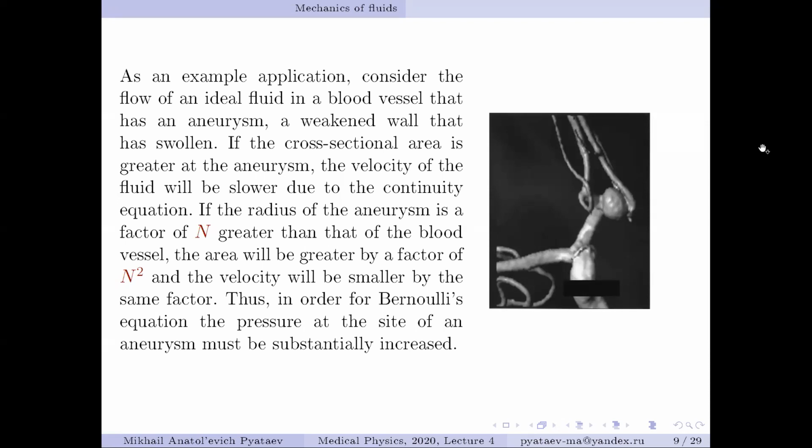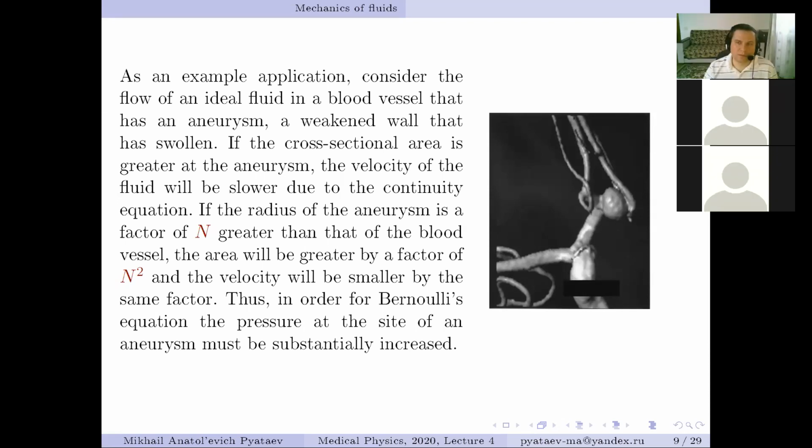Now, consider an aneurysm, which is a weakened wall of a blood vessel, which leads to an increase of the cross-sectional area of the blood vessel. At first view, one could think the larger the cross-section, the smaller the velocity, the smaller the pressure, so it is easy for blood to pass this part of the vessel.